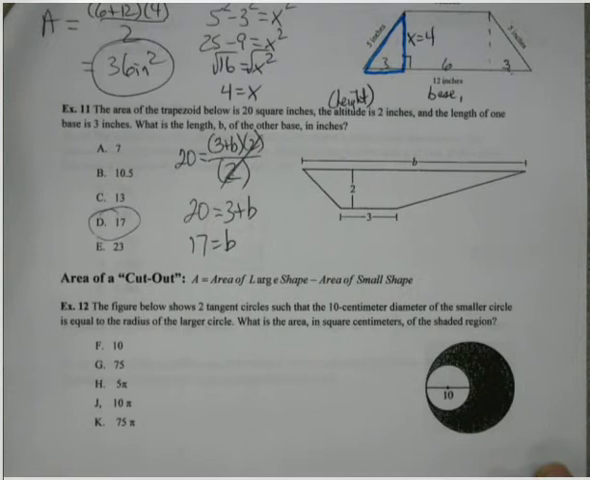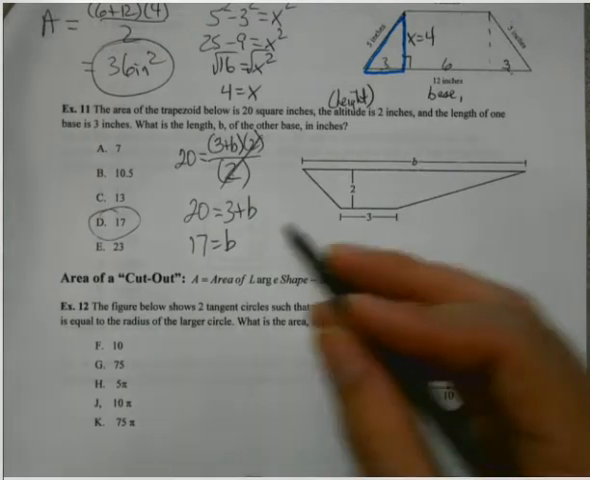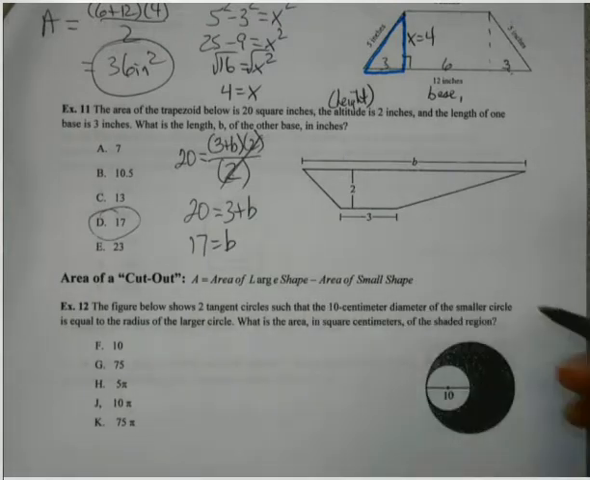Cutouts, you've seen them. Maybe not a formula before. Just take the big shape minus the little one. Okay, figure below shows 2 tangent circles, which means they share a point, nothing else, such that the 10 centimeter diameter of the smaller circle is equal to the radius of the larger. Okay, what's the area in square centimeters of the shaded region?